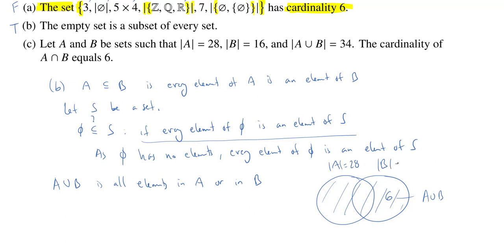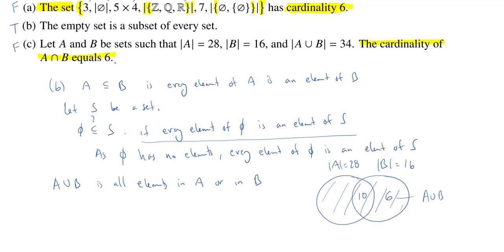Okay, but we also know that the cardinality of B is 16. So if there's 6 elements outside of the intersection, and there's 16 elements total, then there must be 10 elements in the intersection. 10 plus 6 is 16. Okay, so we have found the intersection cardinality, it's 10. And what did this say? The cardinality of A intersect B equals 6. Oh, no, that's false. That's not true.